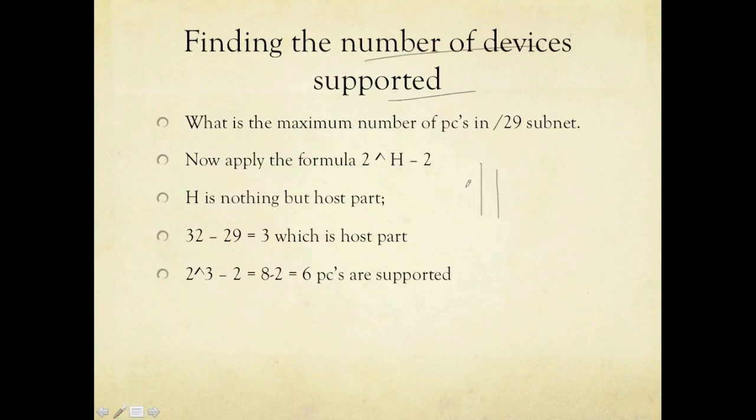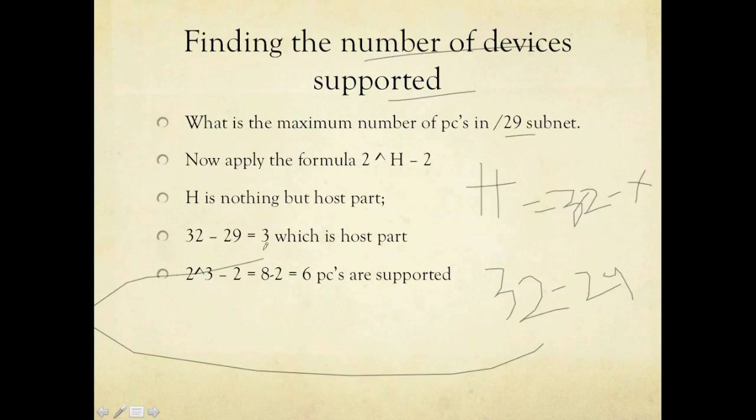Now finding the number of devices supported. As I already told, we find h by subtracting your x value from 32. In slash 29, it is 32 minus 29, which is going to be 3. Now apply the formula 2 power h minus 2. So it's 2 power 3 minus 2, which gives you 8 minus 2. So 6 PCs are supported, only 6 PCs.